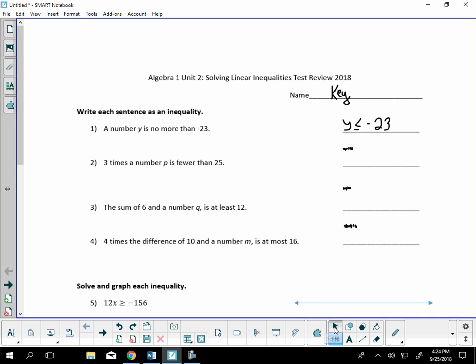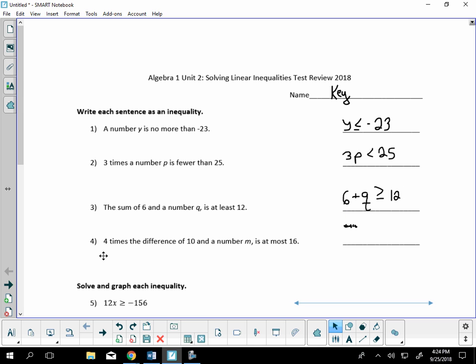All right, for the second one, 3 times a number p is fewer than 25. So 3 times a number p would be 3p. Fewer than would be a less than, and there's your 25. On number 3, the sum of 6 and a number q is at least 12. Well, if it's at least 12, it can be bigger than or equal to 12.